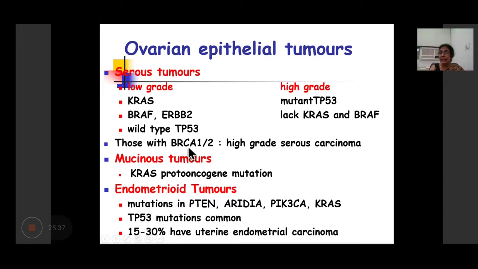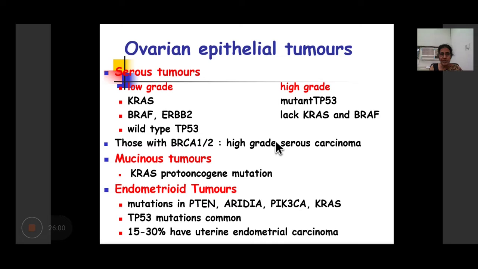Those which have a familial tendency, which are associated with BRCA gene 1 and 2, present with high-grade serous carcinomas. These are the ones which will be seen in families, and the patient may even give a history of occurrence of breast carcinomas or ovarian carcinomas in her mother, maternal aunt, or sisters. So those are the ones where you have to take the history very carefully.